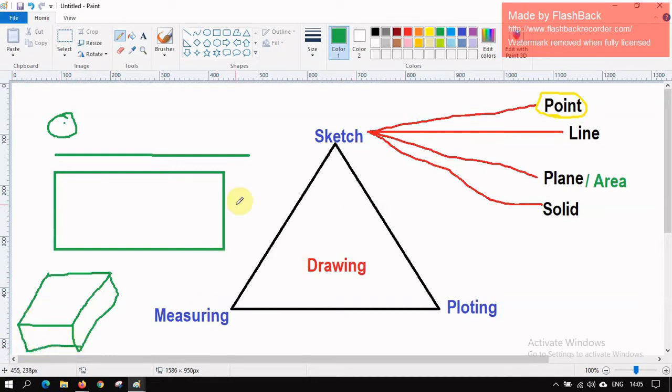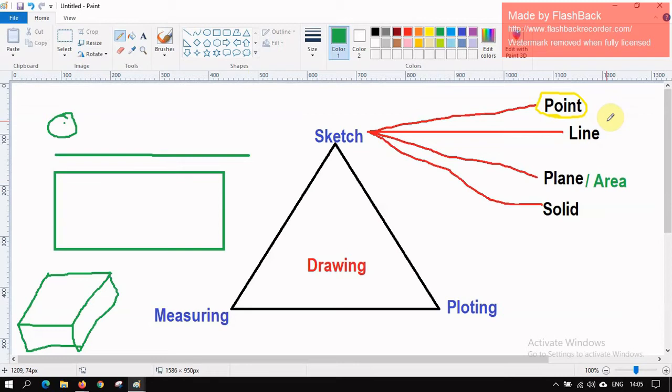Now is that clear to you people? A point is the smallest thing we can draw. If we combine lots of points in a single line, or in a curve, or in an irregular manner, it will give you a line. Line doesn't only mean a straight line, it could be a curve also. If I join all the lines, it will give you a plane or an area. If I join area upon area, it will give you a solid. Is that clear to you people? Yes, sir.